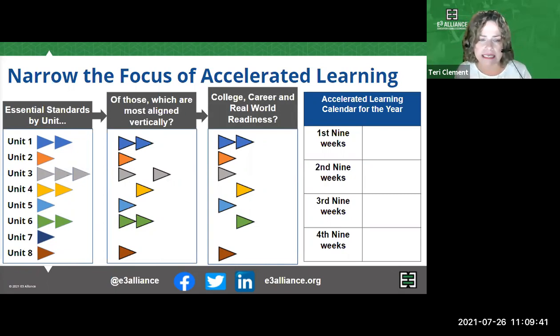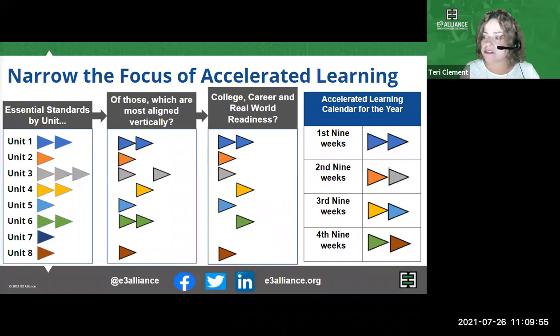So considering these things will really help us filter and make decisions, along with conversations with colleagues and collaboration, to really narrow down our focus. And this would get us to that target number between 8 and 10 of reasonable standards.